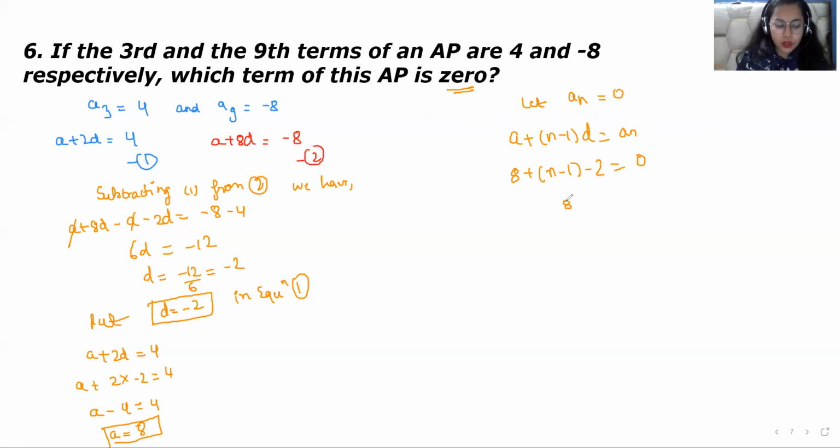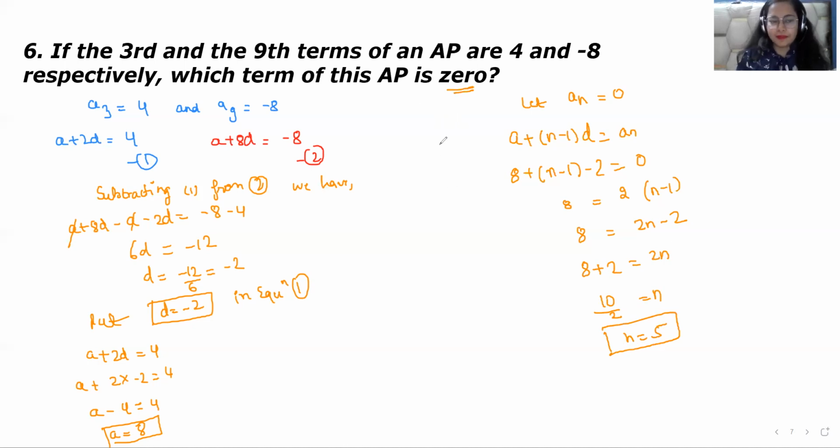So 8 equals 2 times n minus 1. So 8 equals 2n minus 2. So 8 plus 2 equals 2n. 10 over 2 equals n, and n equals 5. So 0 will come at the 5th place in this AP. I hope you understand this question.